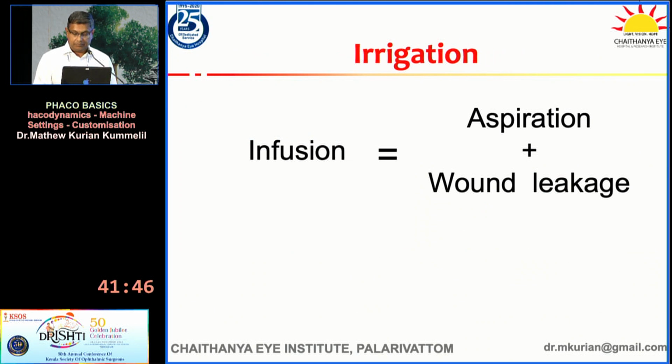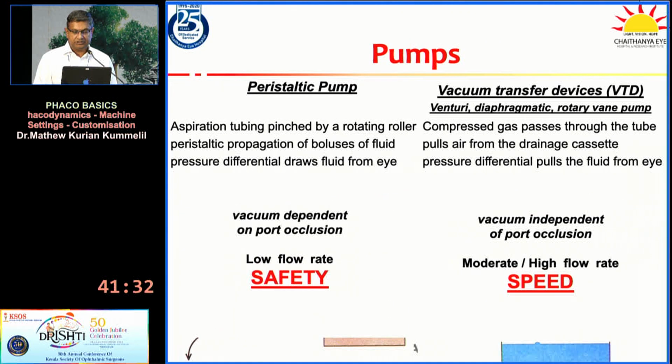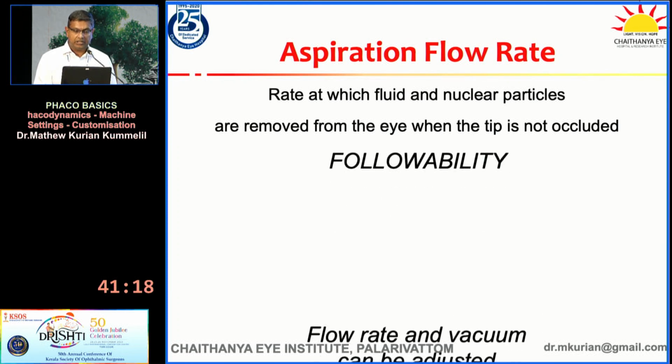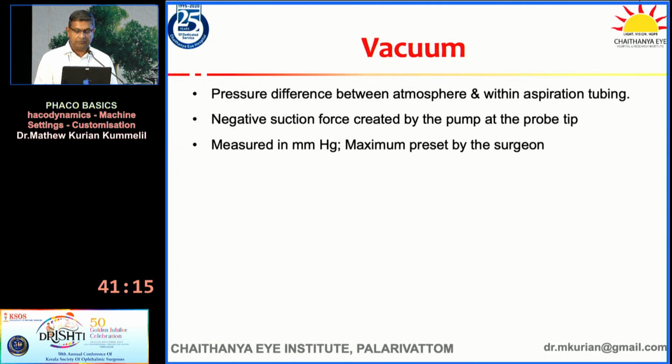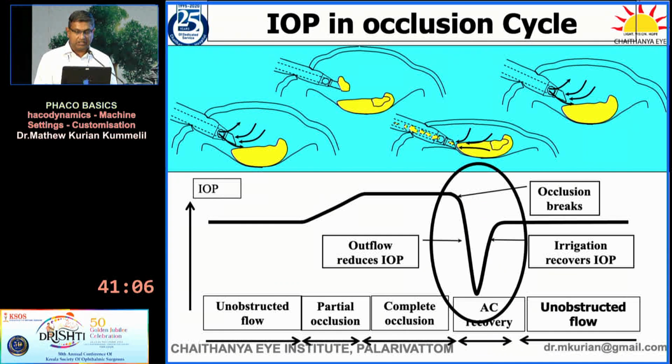The irrigation part, we want to balance the infusion into the eye with the amount of aspiration and wound leak that can happen, and it is governed by the bottle height. Pumps, different: peristaltic pump, vacuum pump, but actually in today's machines the difference is very minimal, and we need not really worry so much about that, other than to know that in peristaltic pumps you can independently control these two variables. Aspiration flow rate governs the followability of the piece to the eye, while the vacuum is the holdability of the piece, and the rise time is the time taken for the system to reach the preset vacuum.